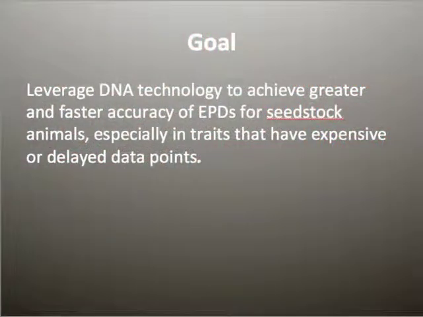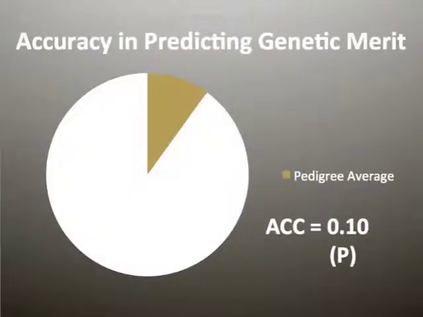So I want to talk just a little bit about DNA and how Red Angus is incorporating or utilizing DNA. Ultimately, the goal of DNA technology is to leverage that technology to achieve greater and faster accuracy of EPDs for seedstock animals, especially in those traits that are very difficult to measure, expensive to measure, or take a long time to measure. So, BIF accuracy.